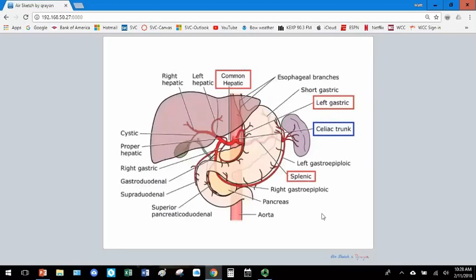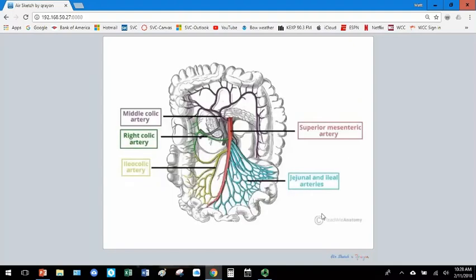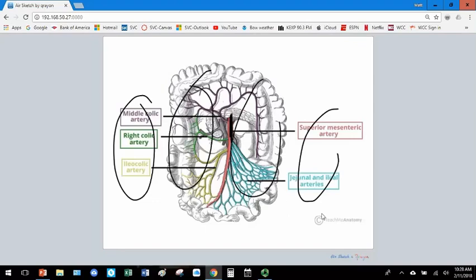Here's that celiac trunk. So here's your celiac trunk. Then you have your splenic artery, common hepatic, and then your gastric. This is the superior mesenteric artery. So the superior mesenteric artery comes off, and then it just branches into all these other different arteries that are serving the digestive viscera, the small intestines, large intestine, all that kind of stuff.